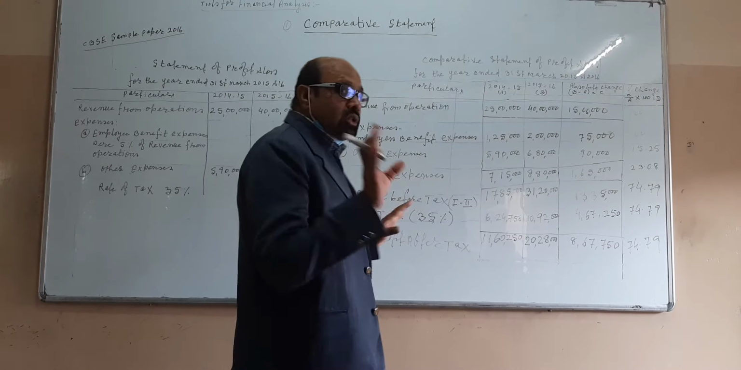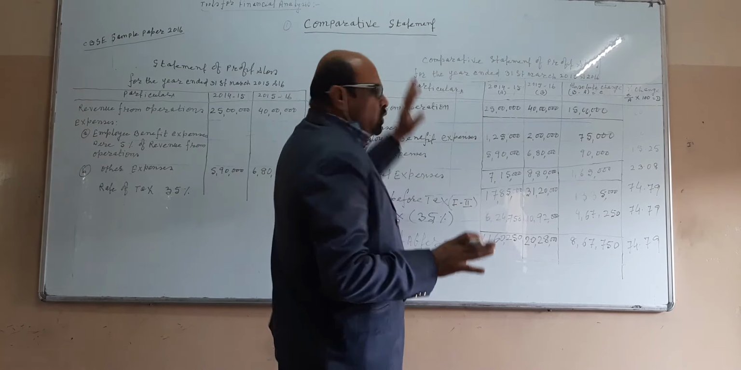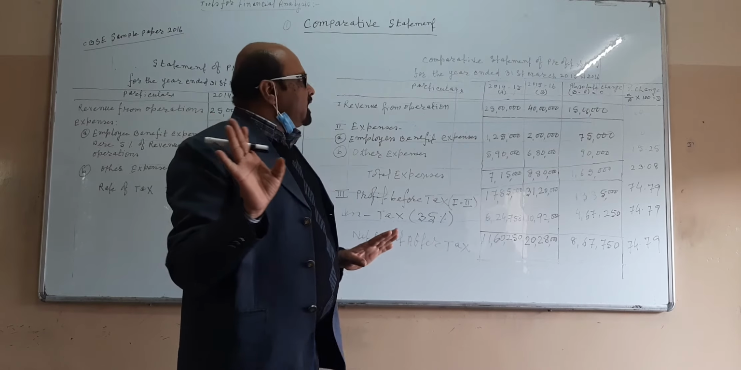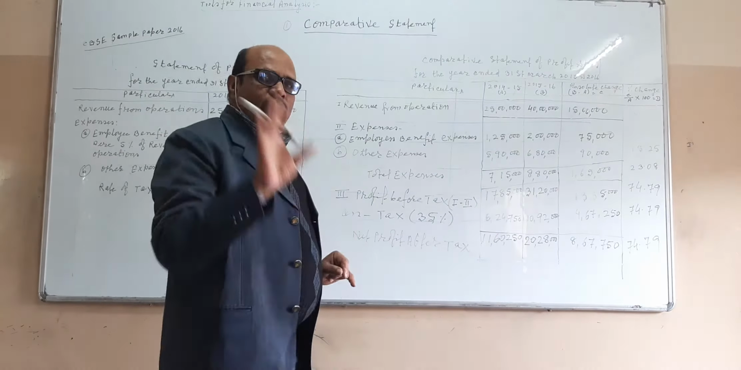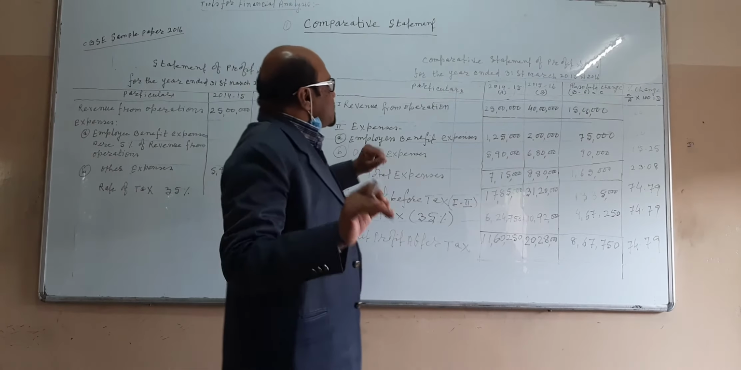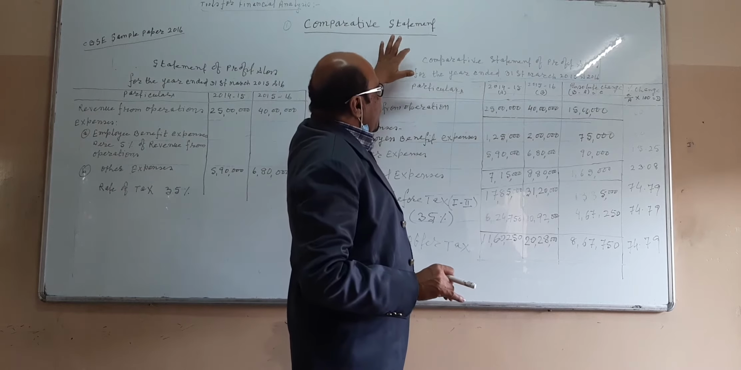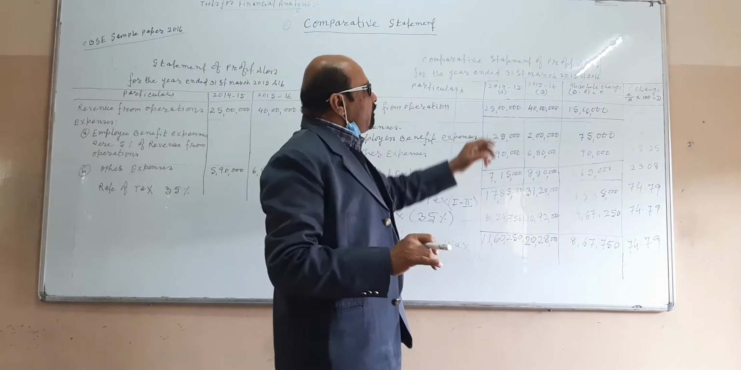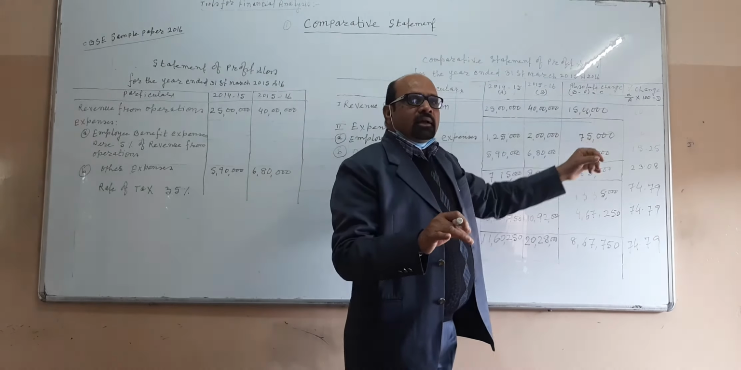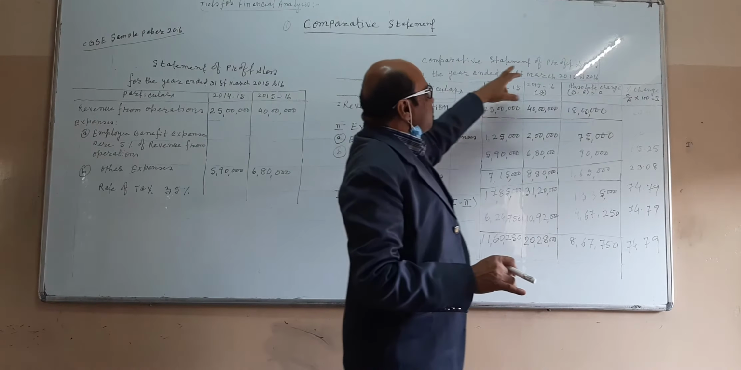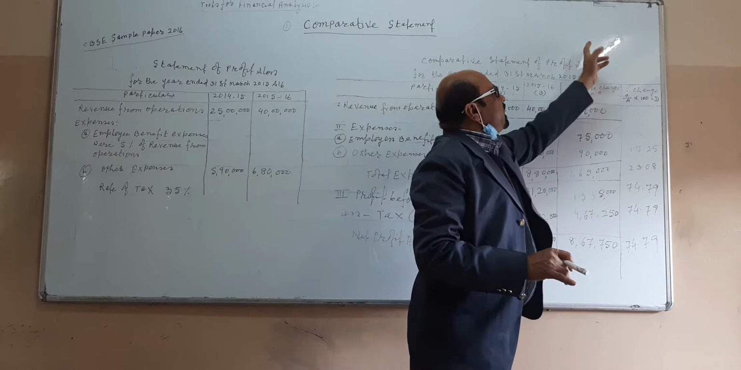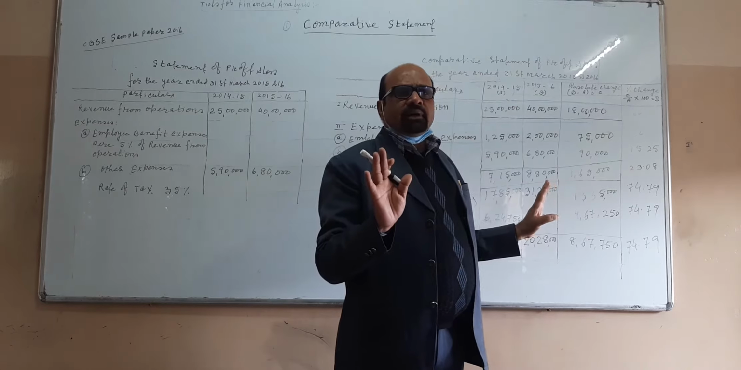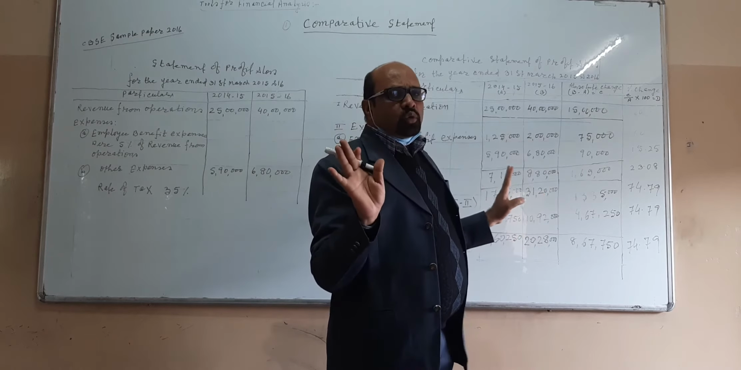See, students, how will you solve? First of all, you know the format of this comparative income statement. I know very well you have studied in the previous classes. See, you write in this way: comparative statement of profit and loss. Suppose, students, if the name of any company is given, then you write comparative statement of profit and loss of X Limited, of Y Limited, of Bima Limited, whatever the name is. If no name is given, then no need to write.